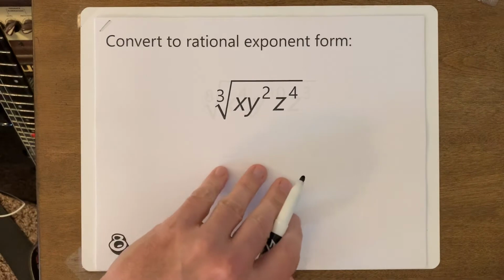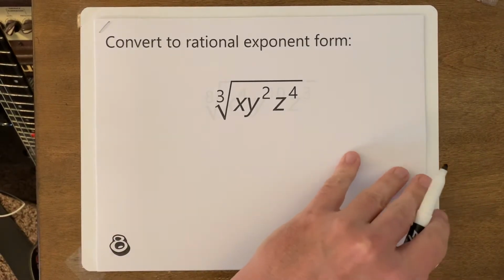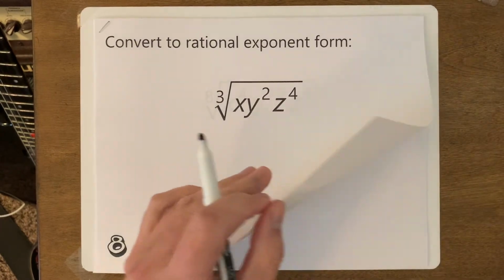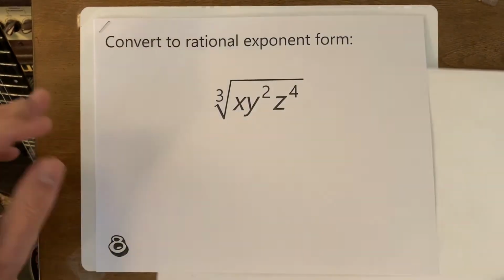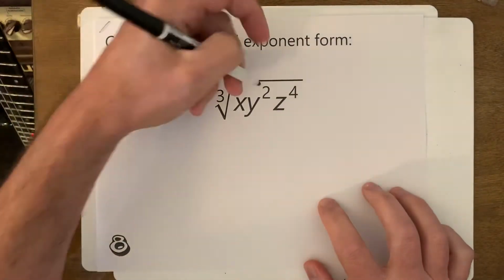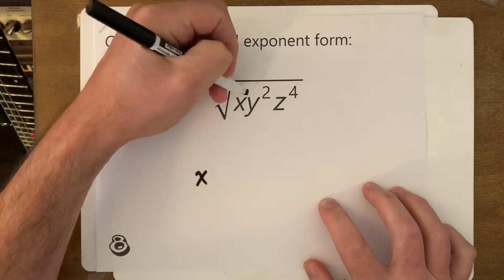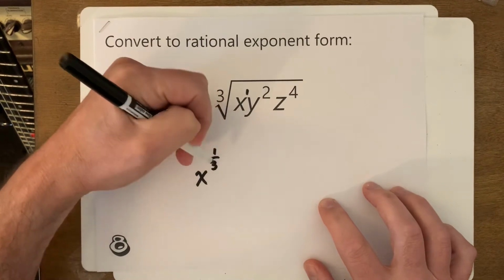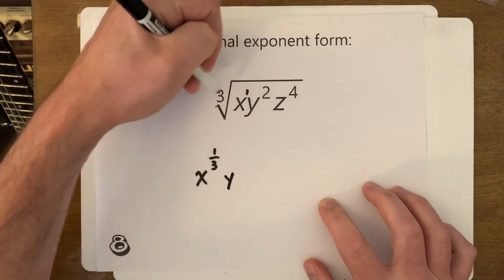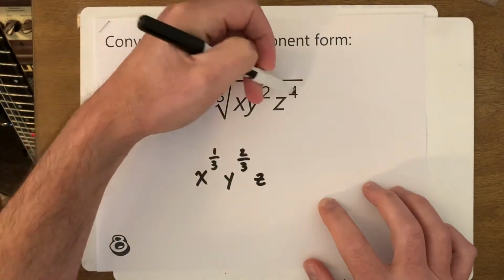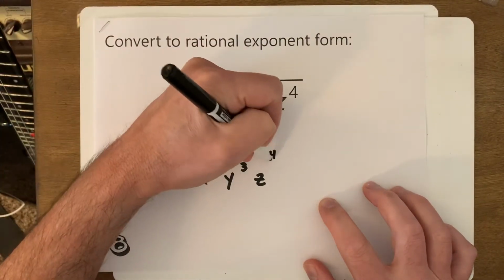All right, let's try this one. So we're putting one more variable in there, it looks like, which is fine because on the ACT, you see these quite a bit. Little x to the 1st power. So let's do x to the 1/3, y to the 2/3, z to the 4/3.